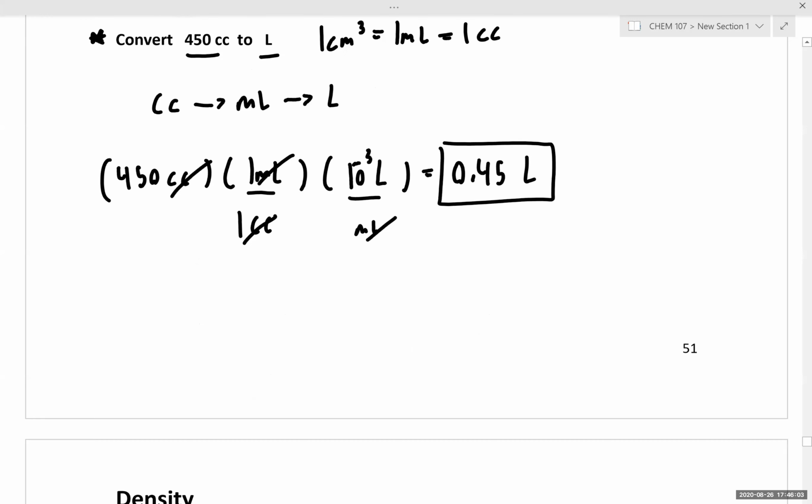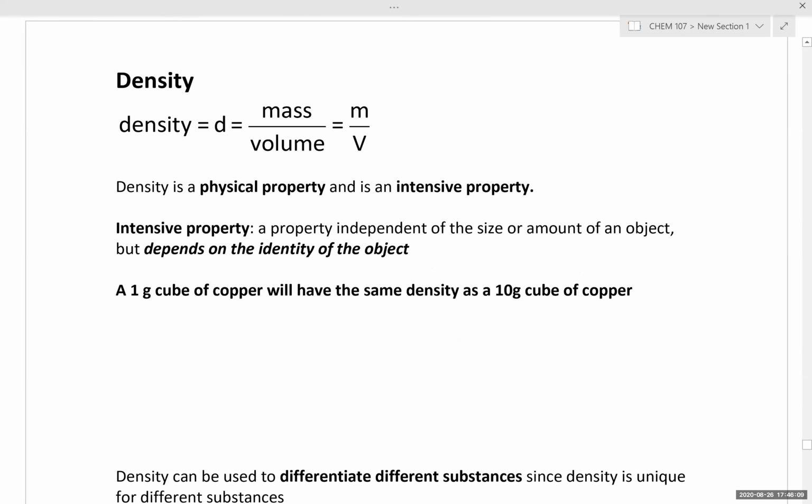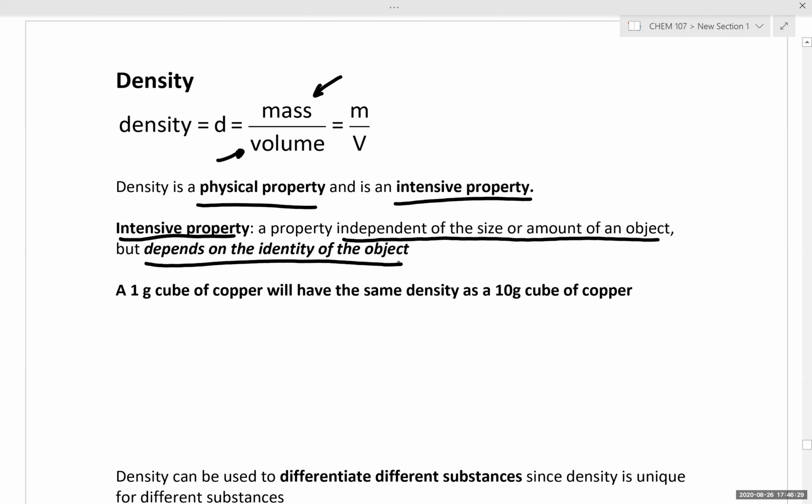Let's keep going now, and let's start to tie volume to density. Density is written as the mass of a sample over the volume of your sample. Density is a physical property, and it's also known as an intensive property, where an intensive property is a property that is independent of the size or amount of an object. Intensive properties only depend on the identity of the object.